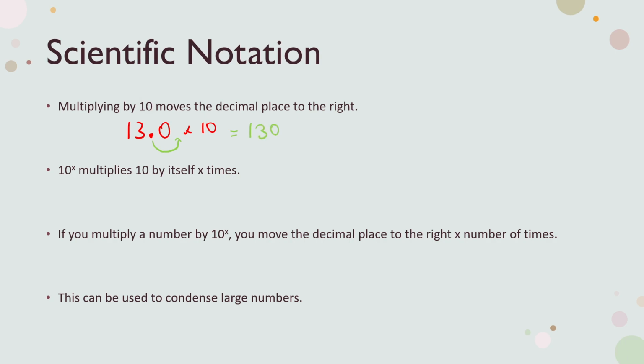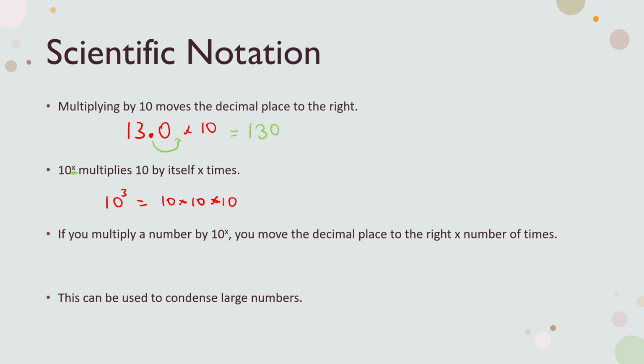To build on that though, if we multiply by 10 to the x, so 10 to some number, we're multiplying 10 by itself x number of times. That's just our basic index laws. So if I have 10 to the 3, that is essentially 10 times 10 times 10. So 10 multiplied by itself 3 times over.